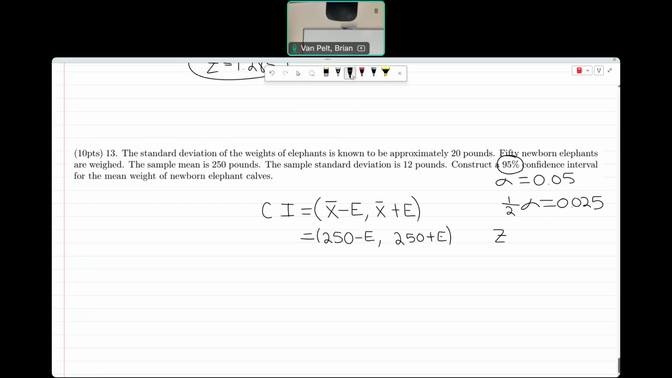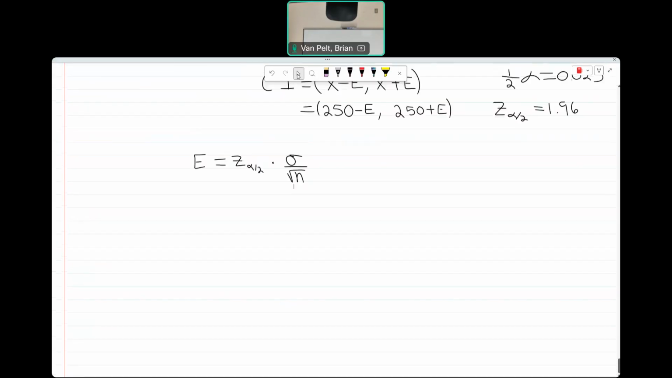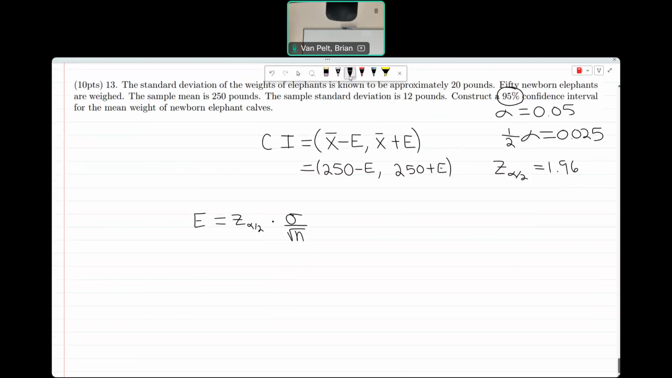I'll just put Z. This is the notation in your book that everybody else uses. And then when you do the E, you want that exact number. And there's our error. Remember that formula? If you go back to your notes, I don't know if there was an alpha over two in there, I can't remember. Let me put in my numbers. We just found the 1.96.